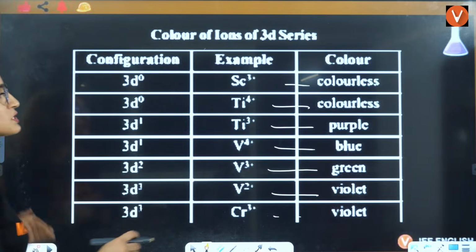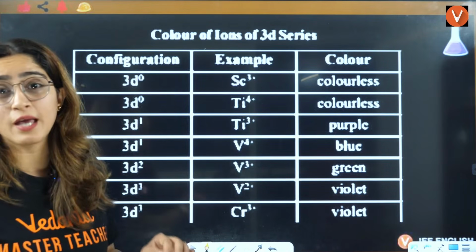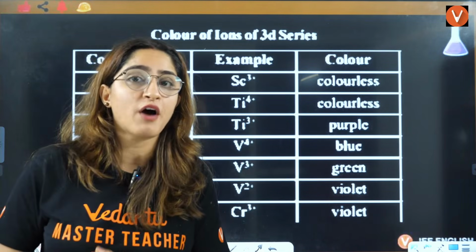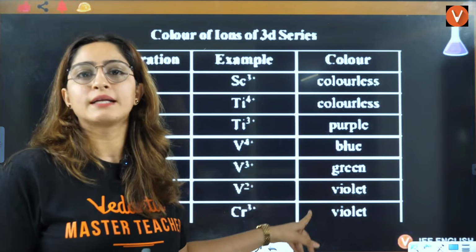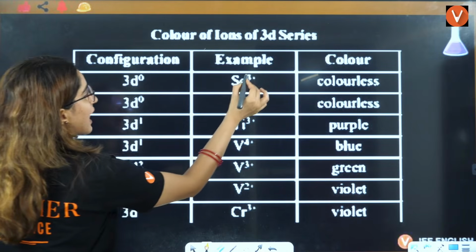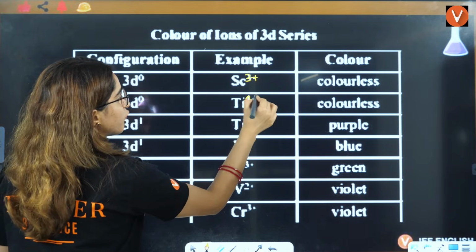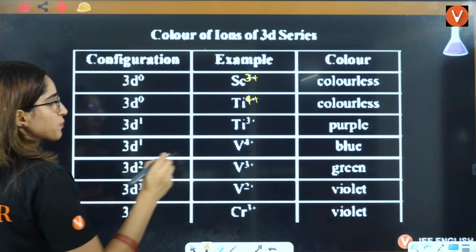So now if you see this particular table, please don't skip it, because in JEE 2025 they have asked a question based on this one, right? So you should know the colors as well. See, it's very easy. Okay, why is scandium 3 positive colorless? Because of d0. Why is titanium 4 positive colorless? Because of d0.